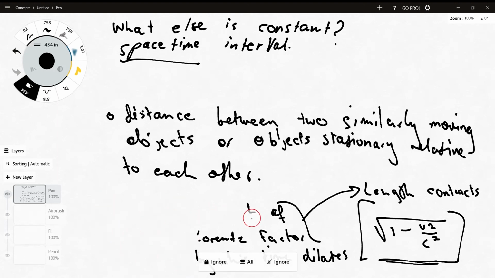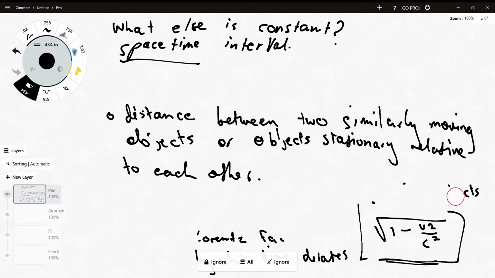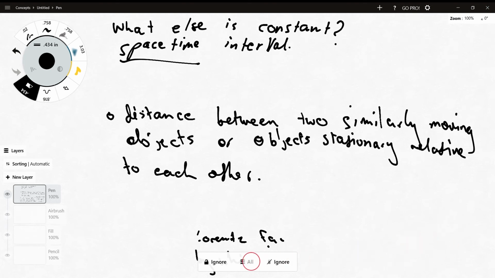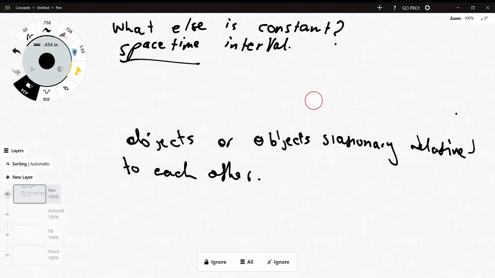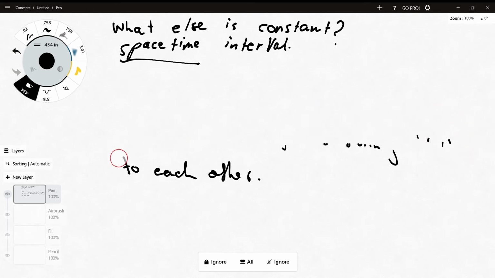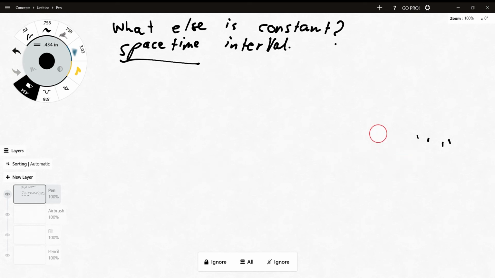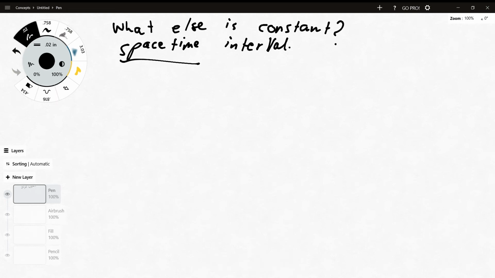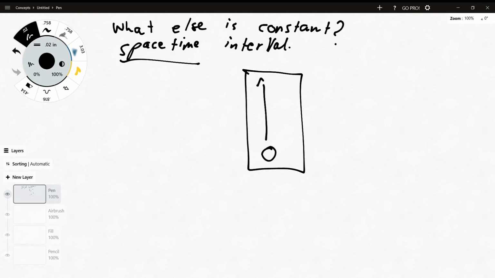So it follows that there must be some proportion in a worked example between space and time, respectively contracting and dilating. So we're about to go over that. Because the distance between two objects moving similarly or stationary relative to each other should be an absolute, or a given. So we start with the photon in a box. This is what I like to call the photon in a box example.